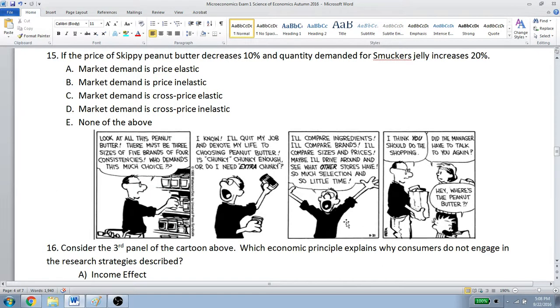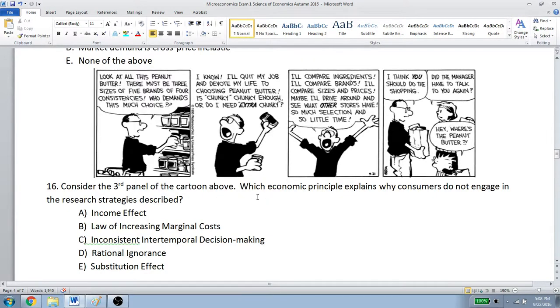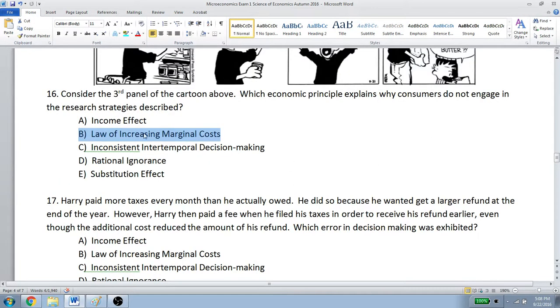So much selection, so little time. Consider that third panel. Which economic principle explains why consumers do not engage in the research strategies described? The reason is because of rational ignorance. The amount of time it takes to gather all that information is inefficient. You could also say that it's the law of increasing marginal cost, because the cost of gathering any additional helpful information becomes more and more expensive. So I would have accepted either one of those or both of them as a correct answer for 16.